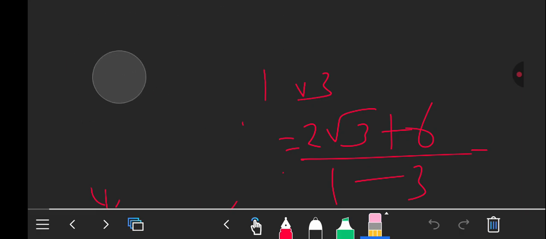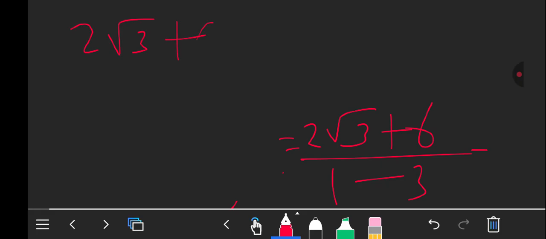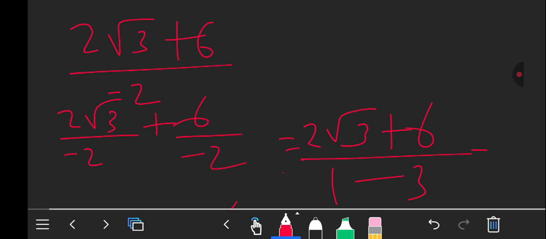Then what are we going to have? We're going to have 2 square root of 3 plus 6 over 1 minus 3, that is just negative 2. Then we can separate this. So we're going to say 2 root of 3 over negative 2, then plus 6 over negative 2.